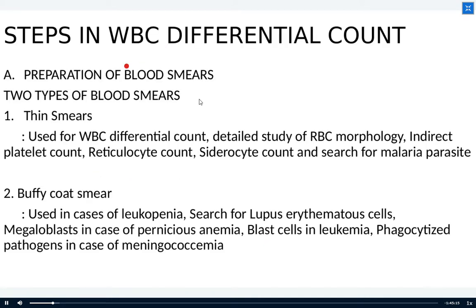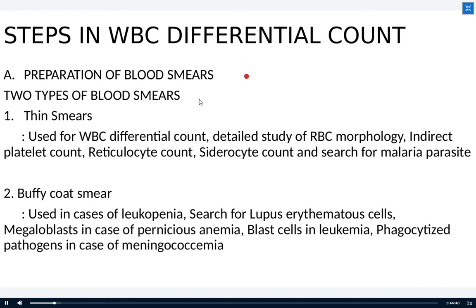So, the first thing you need to do whenever you're going to perform your WBC differential count is to prepare your blood smear. Now, there are two types of blood smear. We have your thin smear and your buffy coat smear. Your thin smear, class, is the one that you would be using in your differential count. It can also be used in the detailed study of your RBC morphology.